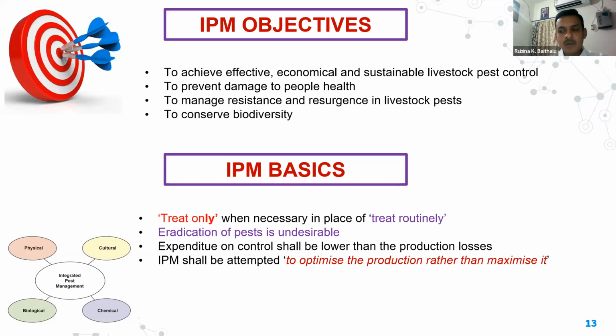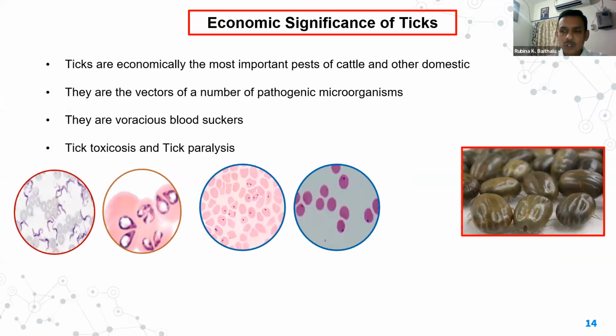And there are certain basics of integrated pest management. It tells us to treat only when required instead of treating routinely. Eradication of the pests or the ectoparasite is not at all desirable. We should always remember that expenditure on any control of the ectoparasite shall always be lower than the production losses. Then the control should be tried, otherwise it should not be tried. And integrated pest management always attempts to optimize the production rather than to maximize it. That's the basic concept of integrated pest management. So we'll cover, one by one, the basics of this principle.